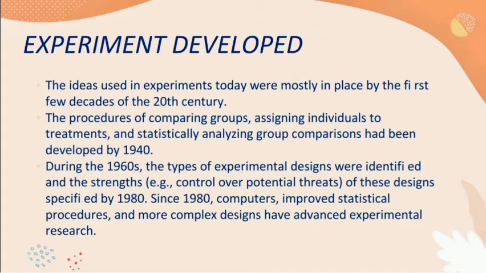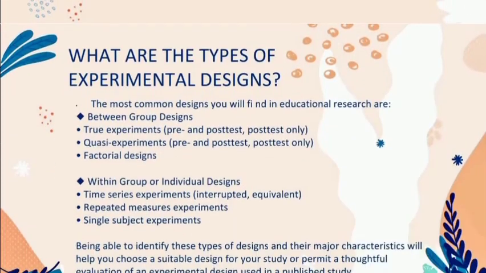During the 1960s, the types of experimental designs were identified and strengthened. For example, control over potential threats of these designs was specified by 1980. Since 1980, computers improved statistical procedures and more complex designs have advanced experimental research.